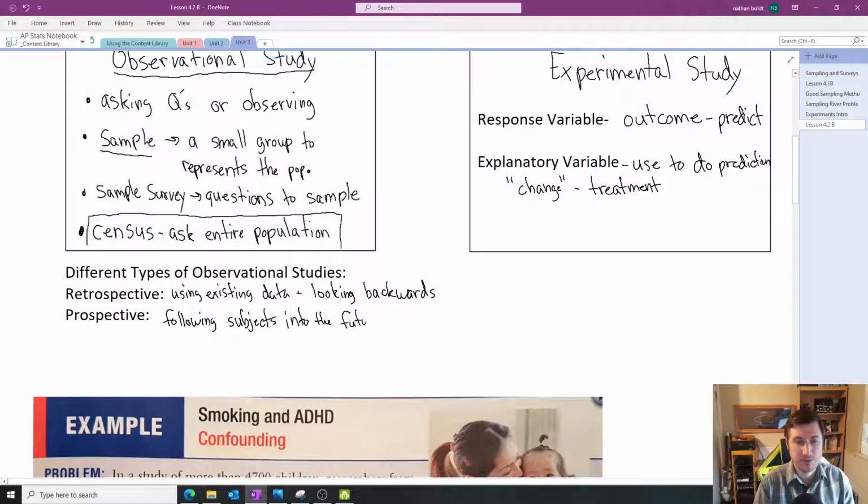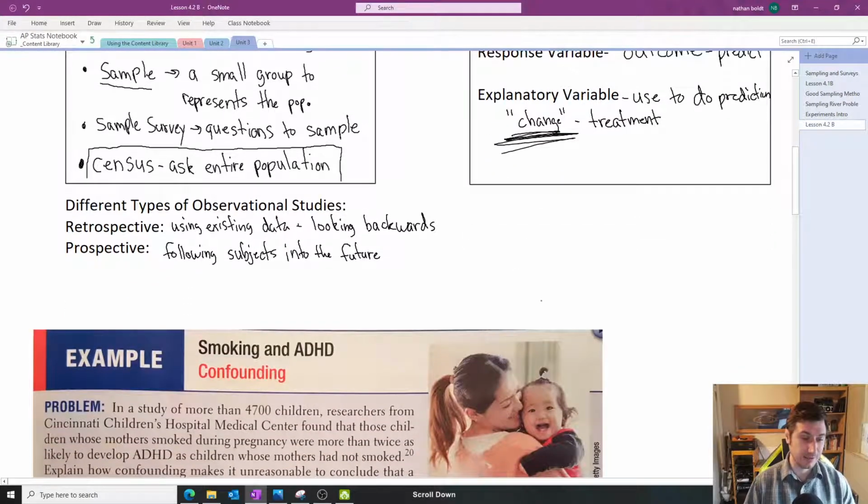Now that one can sometimes be a little confusing because it might sound like an experiment because you're following these people, you're tracking them, but you're not trying to change them. The big thing about an observational study is you are just observing or asking questions, and you can do that through the future, continuing to follow people and track their progress without actually changing anything. As soon as you prescribe them something, now you're doing an experiment because you're actively trying to change them instead of just tracking them.